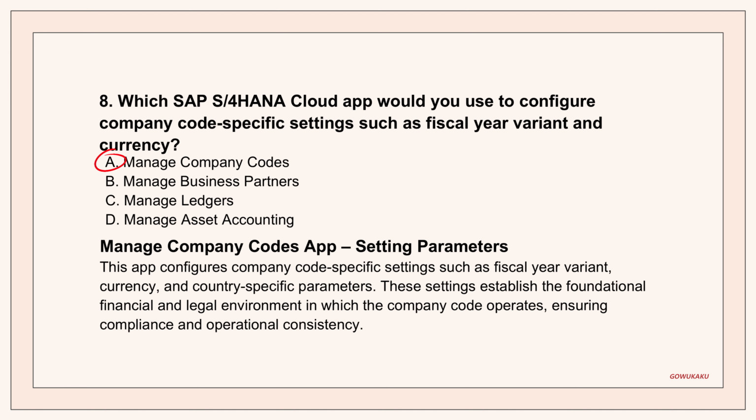And the source called out some specific parameters set there. Yes, the really essential ones. Assigning that fiscal year variant we just talked about, defining the company code's local currency, and specifying its country. These are non-negotiable baseline settings. The absolute basics for that company code to function financially.